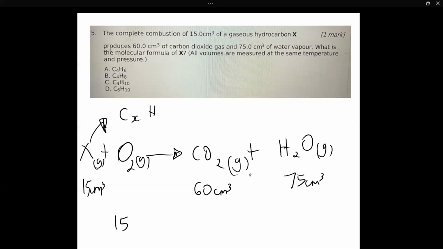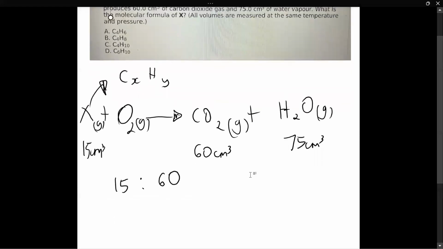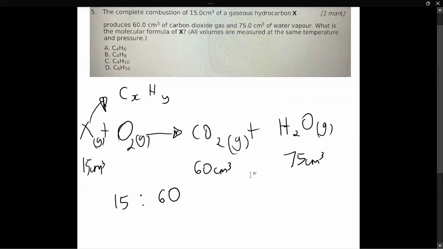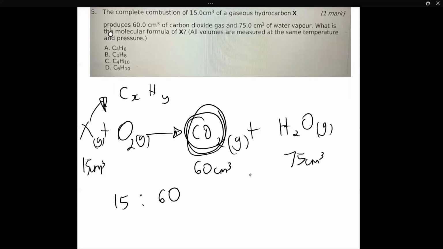X and Y is, I don't know how many carbons, I don't know how many hydrogens. But since it's producing carbon dioxide, and that is 60 centimeters cubed of carbon dioxide, we can figure out the ratio of how much hydrocarbon produces how much carbon dioxide. Because all the carbon that is being produced in CO2 is coming from the hydrocarbon, if that makes sense, right?